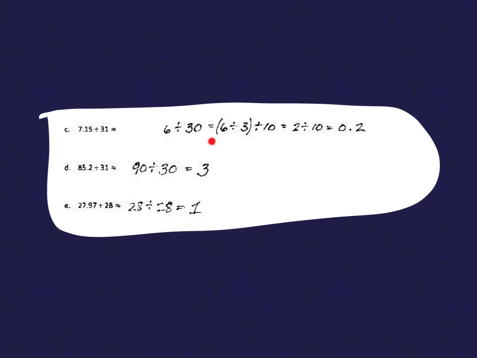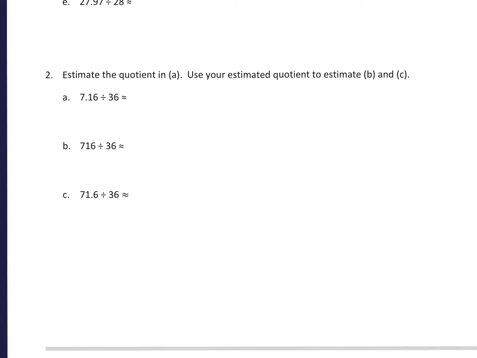So you should have got something like this, 0.2. Right here we see change it to 6 divided by 30. And that gave us divided by 10. Boom. Right? And that gave us 0.2. Right here we got 90. We just round that up to 90 and round that down to 30, and that would give us 3. Very easy. This is super close to 28, so just make it 28. Any number divided by itself equals 1. Kiss your brain if you got all of those right.